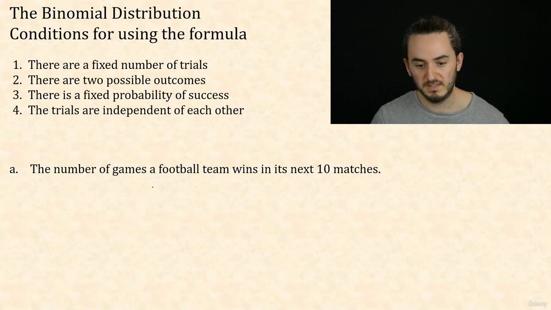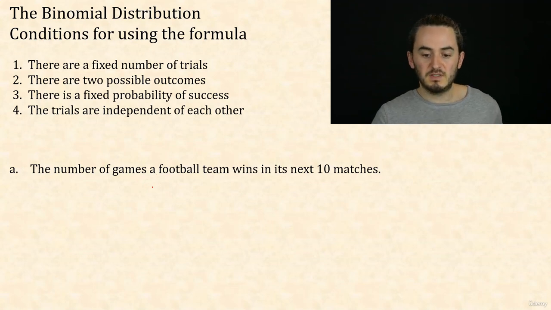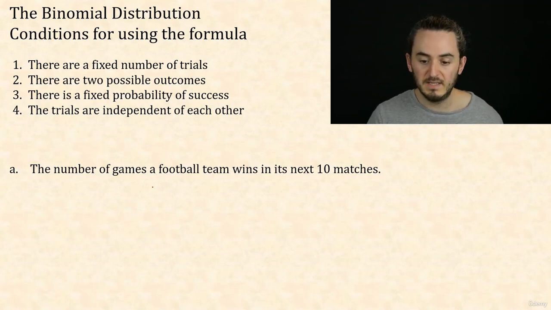That's the fixed probability of success. Presumably if your football team is playing 10 different matches, it's playing different opponents. If you're playing an easy opponent, then the probability might be quite high that you'd win.